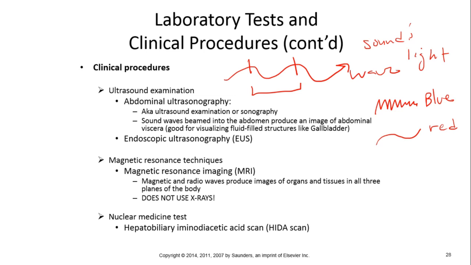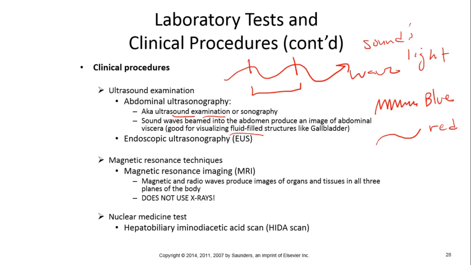Okay, so there's one type known as abdominal ultrasonography, aka ultrasound examination or sonography, where sound waves are beamed into the abdomen that produces an image of the abdominal organs or viscera, and is good for visualizing fluid-filled structures like, for example, the gallbladder.